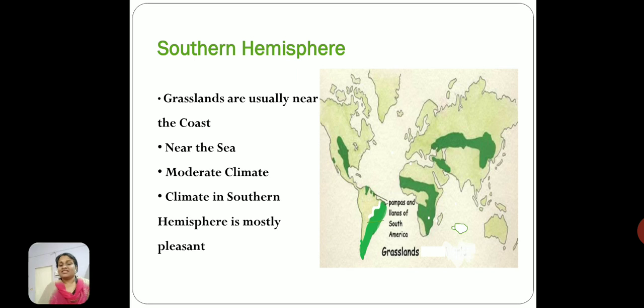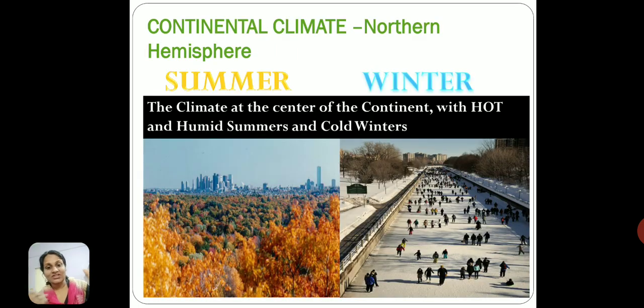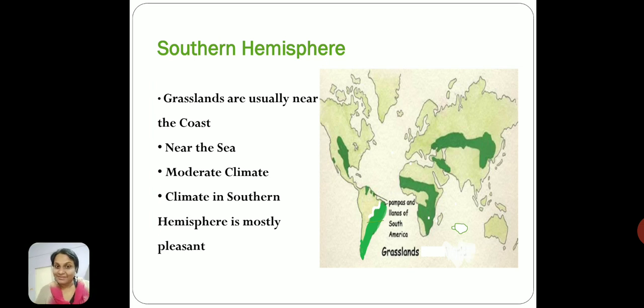Okay, now what do you have to remember? Look at the points that I've put up. One, these grasslands in the southern hemisphere you will usually find near the coast. So where will you find the southern hemisphere grasslands? Near the coast of the continents. What did we learn about continental climate? Continental climate was in the northern hemisphere, and this was in the middle of the continent. But what about the southern hemisphere grasslands? These grasslands you will find near the coast.